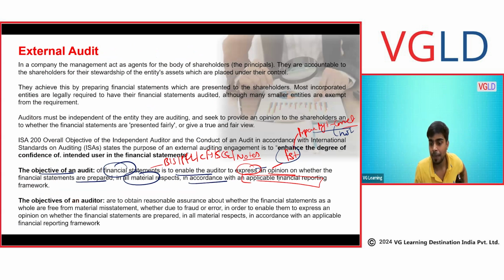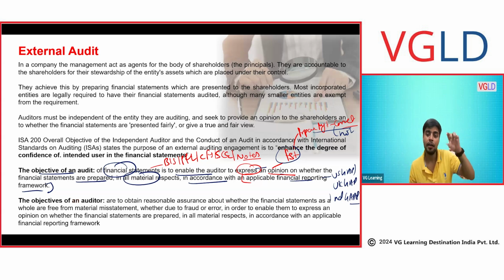In accordance with the applicable financial reporting framework, US GAAP or UK GAAP or Indian GAAP, whichever GAAP is applicable to you. So as per your country's requirement, management will be responsible for preparing those financial statements, and the auditor would check those financial statements as per those applicable requirements.